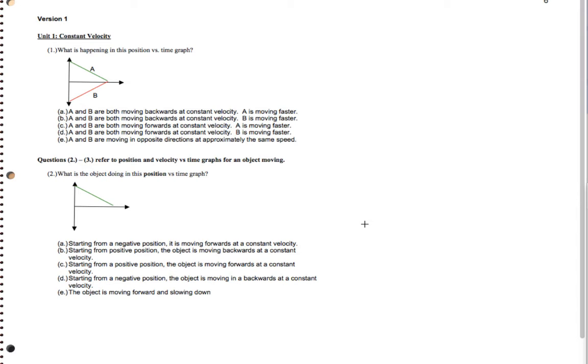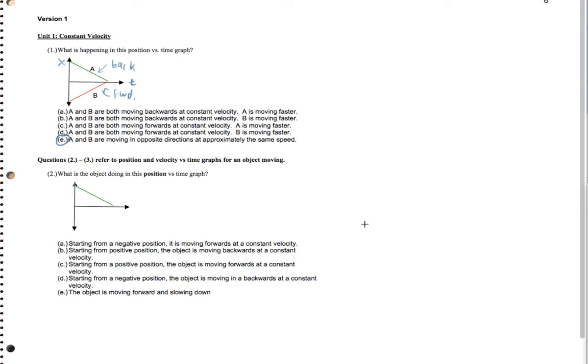So notice, first of all, since this is a position versus time graph and the lines are straight, that must mean we're moving at a steady speed. In this case, since the slope is negative, we're going backwards. And in the bottom one, we're going forwards. And it looks like the slope has about the same value, meaning the slant's the same. So what that means is that they're moving in opposite directions at the same speed.